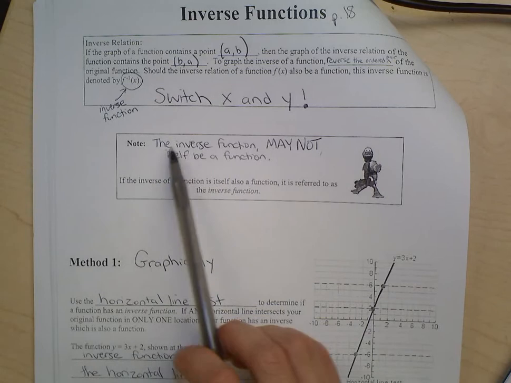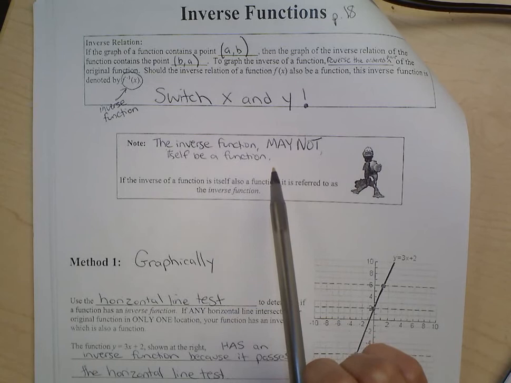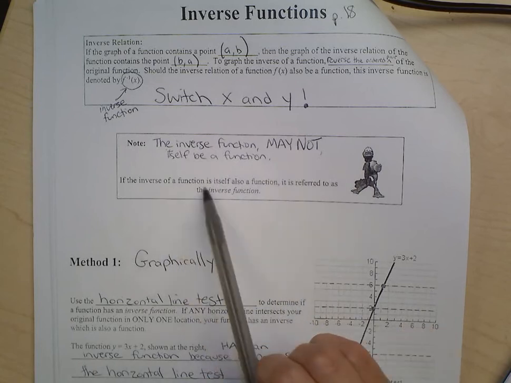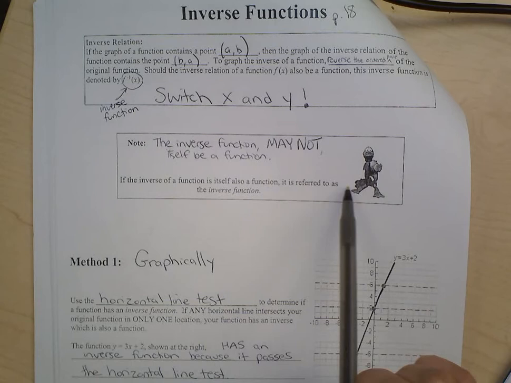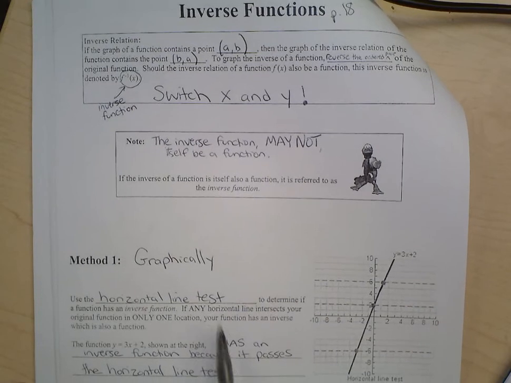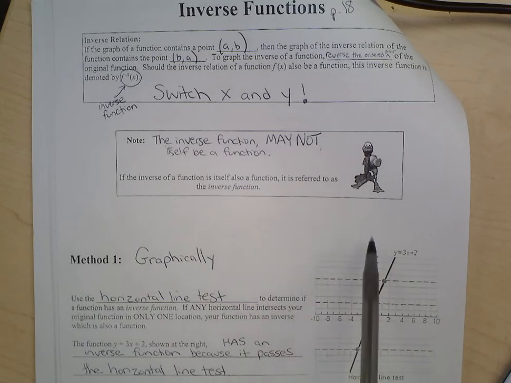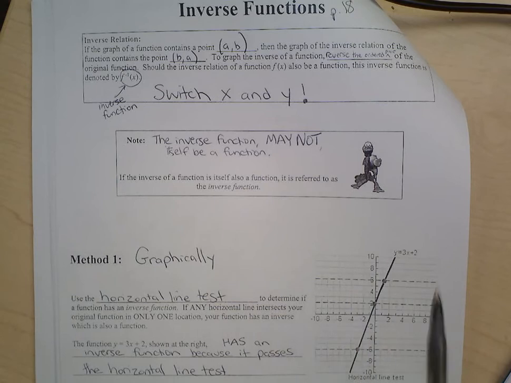Note, the inverse relation may not itself be a function. If the inverse of a function is itself also a function, it is referred to as the inverse function. So let's talk about this graphically. Before, if we wanted to figure out if something was a function or not, we used the vertical line test. We said if we draw a vertical line through the graph, it can only intersect at one point. If it intersects only at one point, then it was a function. If it intersects at 2 points, it is not a function.